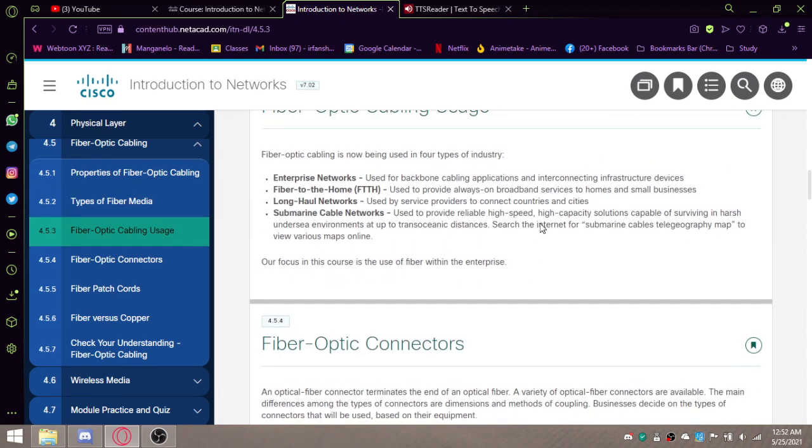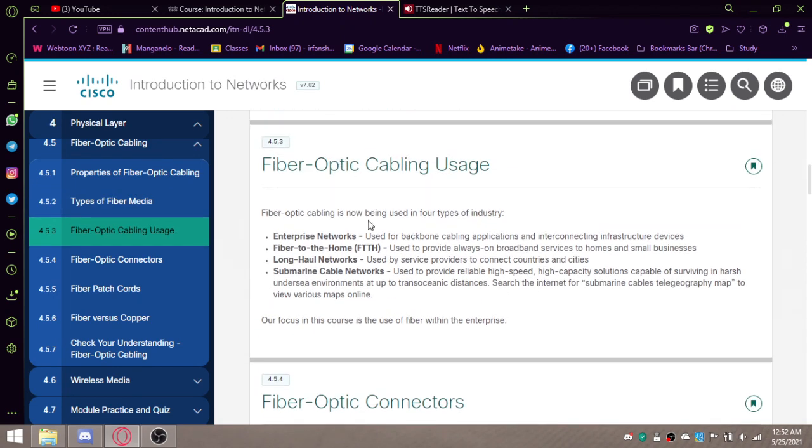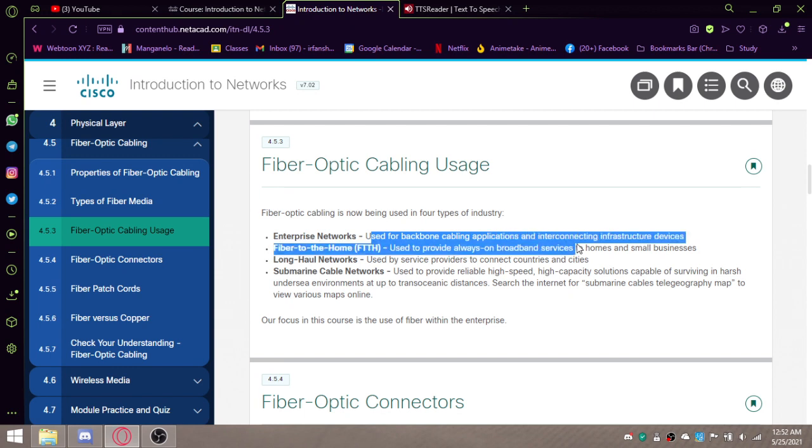Kita moving on to fiber optic cabling usage. What's the usage? What is apa kegunaan dalam industri? Sekarang ni dia ada 4 jenis digunakan dalam teknologi. How being used in 4 types of industry, which is enterprise network used for backbone cabling application and interconnecting fast infrastructure devices.